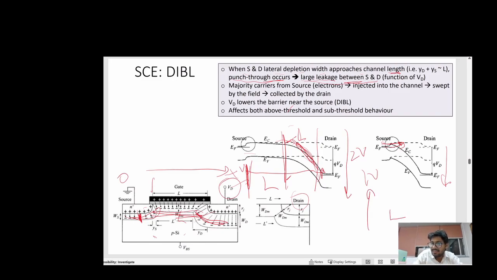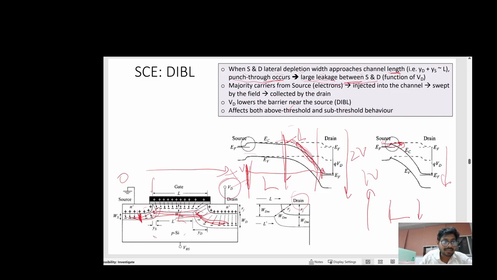If you decrease the channel length, there is leakage when you want the transistor off but it is not perfectly off. That is the leakage current.